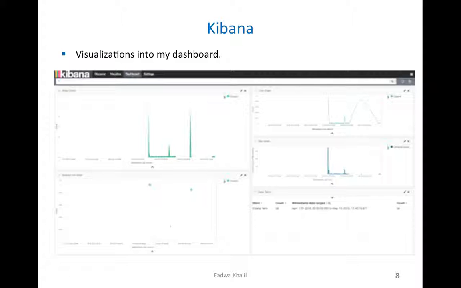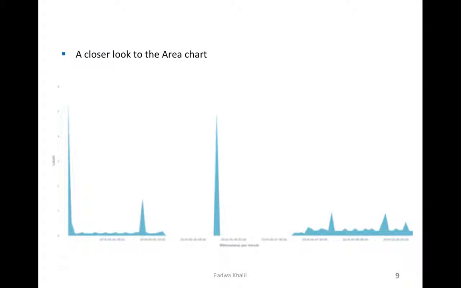Here's a sample of my first dashboard in Kibana with different types of visualizations. This is a closer look at one of the graphs, being an area chart. This shows the activity rate represented by count on the y-axis and timestamp of each event on the x-axis.